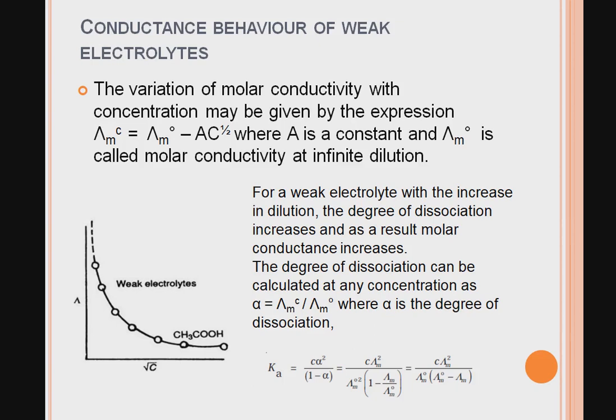We can also calculate degree of dissociation from here. Degree of dissociation alpha will be lambda mc upon lambda m naught. And if you are able to calculate alpha, you can also calculate dissociation constant Ka.